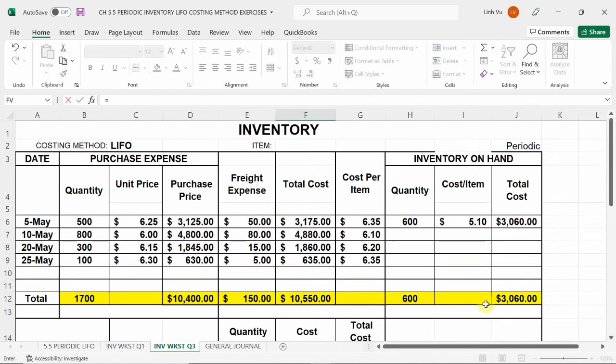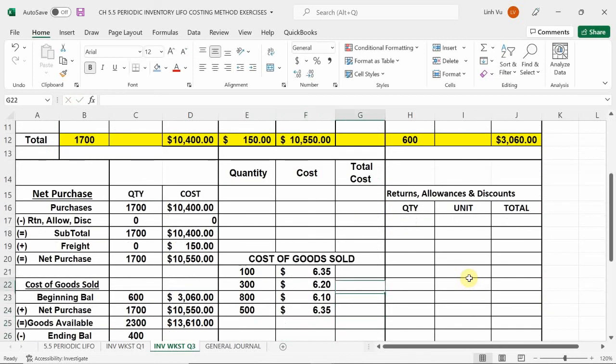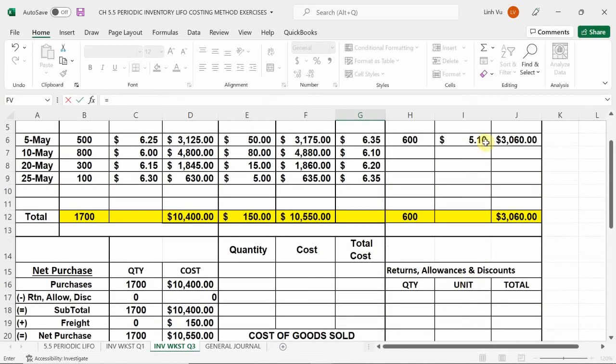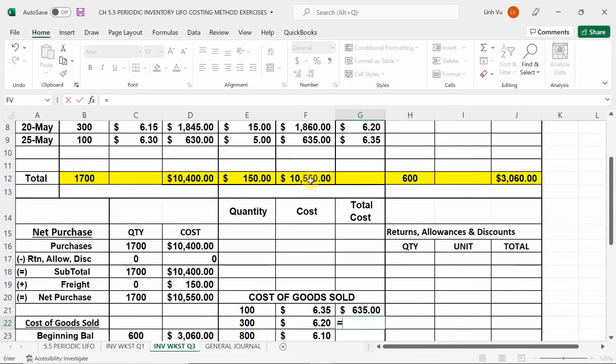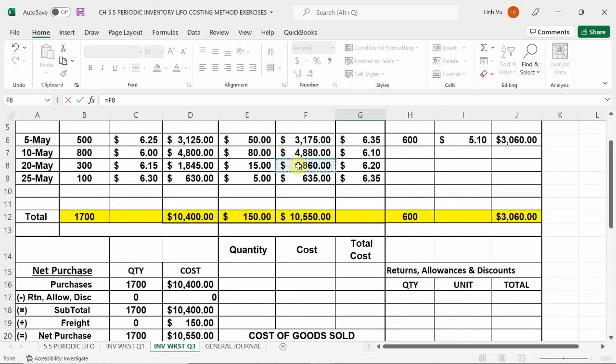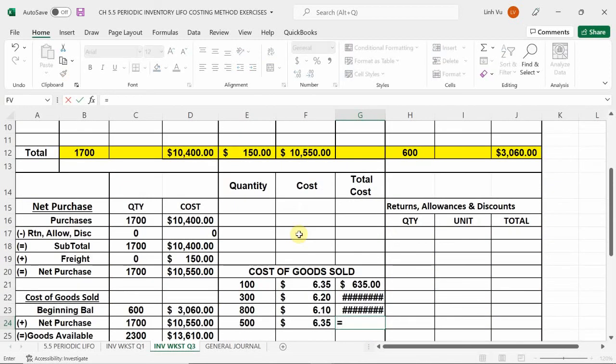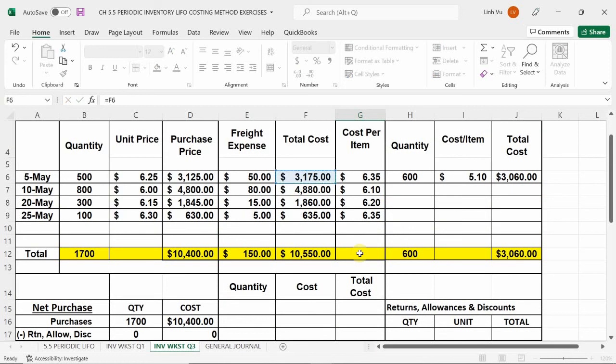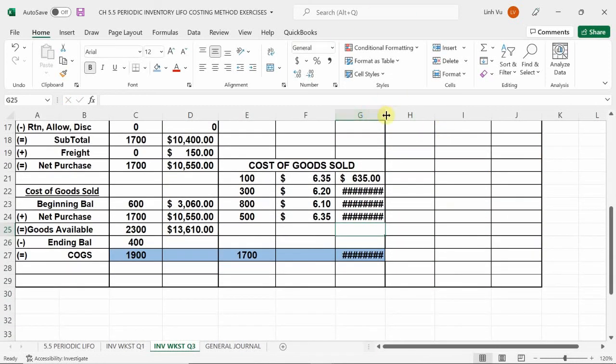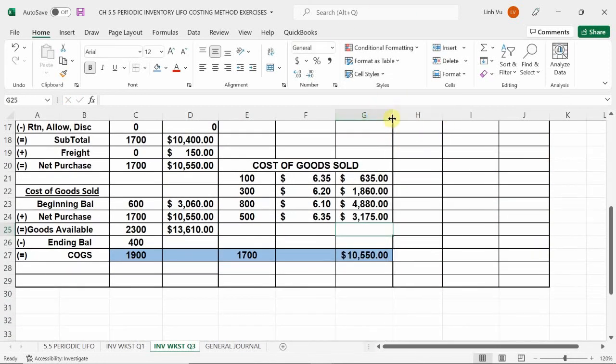I know for a fact that if I get rid of my first batch of inventory, I'm going to get rid of all 100 items. I already know what the calculated cost is going to be. It's going to cost me a grand total of $630. So this is how we calculate the cost of goods sold using these methods. Since we already figured that much out, I'm just copying and pasting everything in here. If your values match, which is what it's supposed to be, I sold out all my net purchases at 1,700 at a grand total of $10,550.